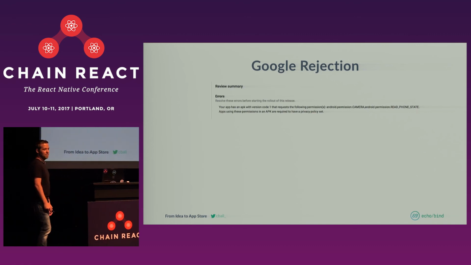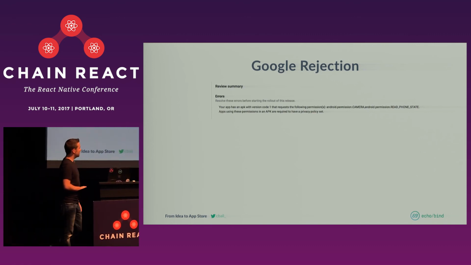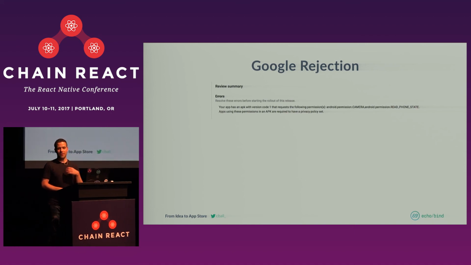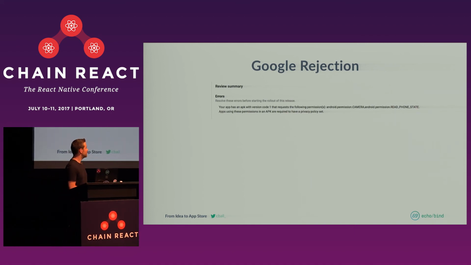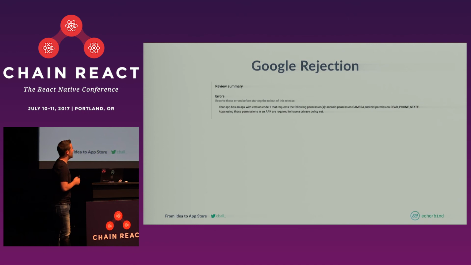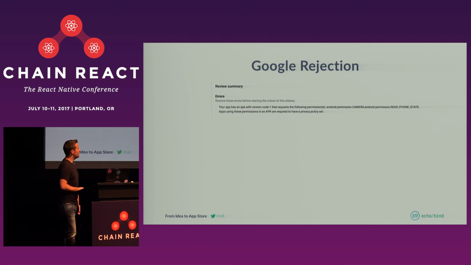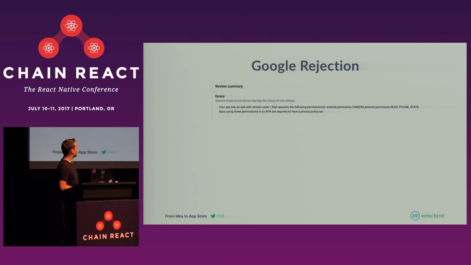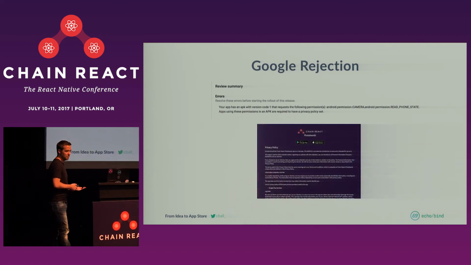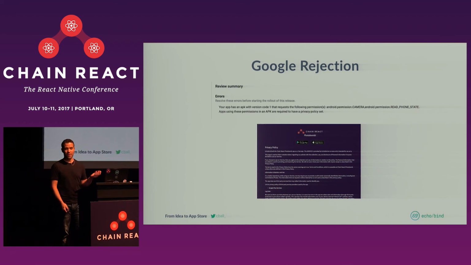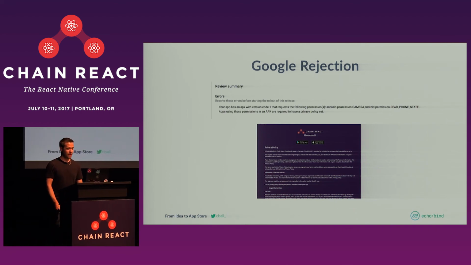unless you're just really lucky. So I hit a Google rejection first because I submitted to Google first. I knew it would be an easier process, and I wanted to make sure things were there first. What they told me is that you're reading the phone state, but you don't have a privacy policy set, and that's bad. So I added a privacy policy. Pretty sure Apple would have also rejected me for this, so this is good.